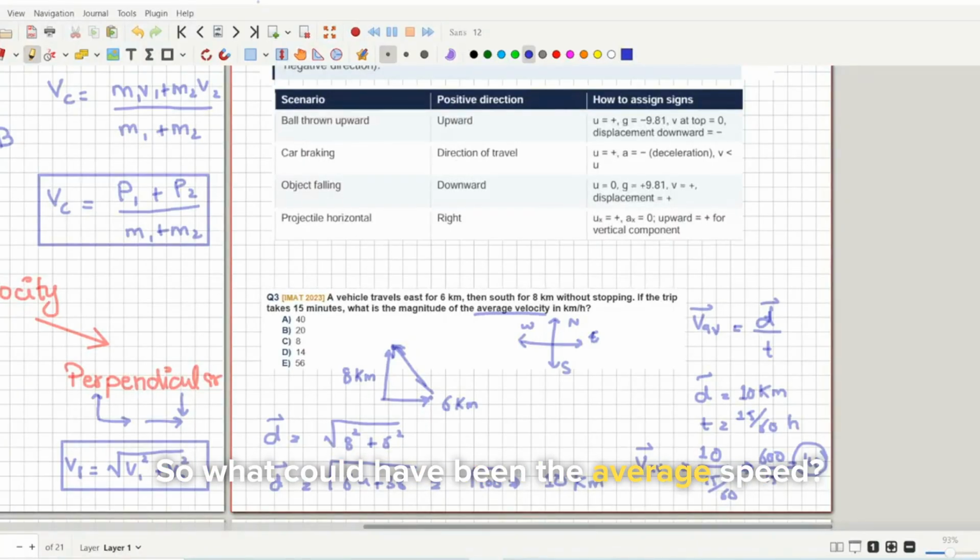So what could have been the average speed? Then we would have added 8 kilometer and 6 kilometer, and we would have gotten 14 kilometer, the total distance, right? And the answer would be completely different from this question.